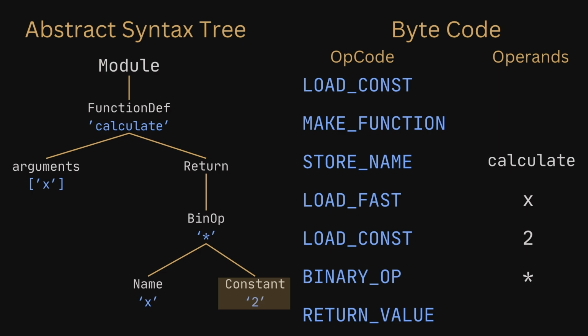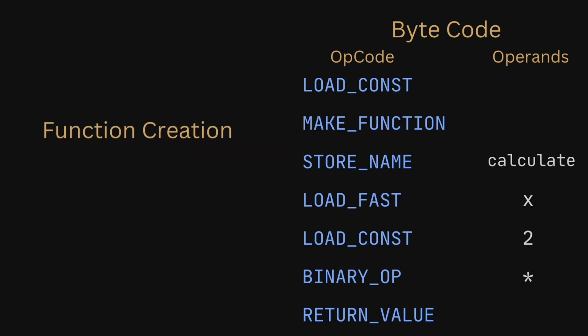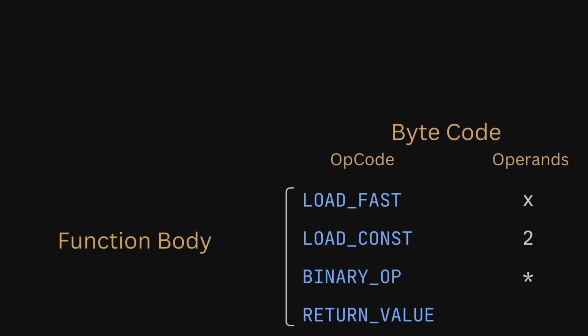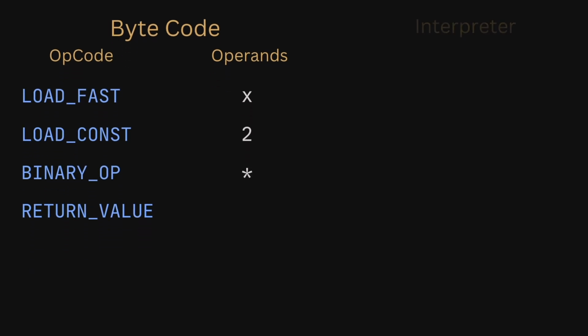Each bytecode instruction is designed to be simple and perform a specific task, like loading a value, performing a calculation, or storing a result. In this example, the first 3 instructions are related to function creation, and the remaining 4 instructions are related to the function body. For the next step, we'll focus on the function body, which is running the code through the interpreter.